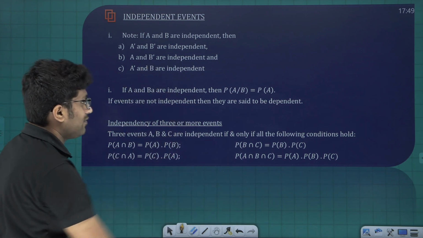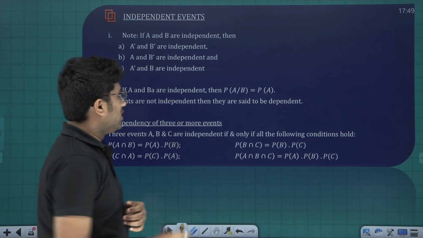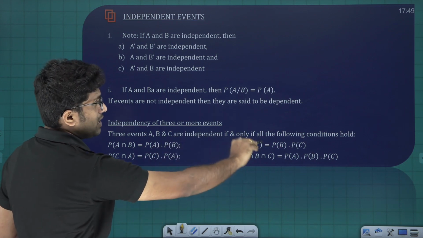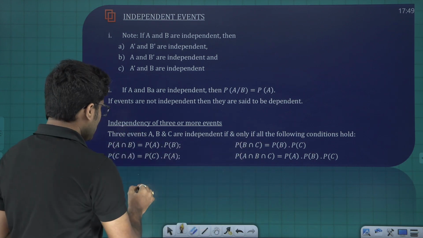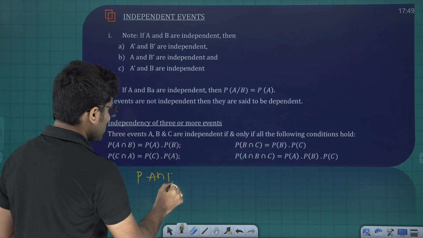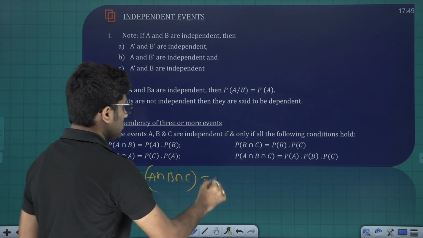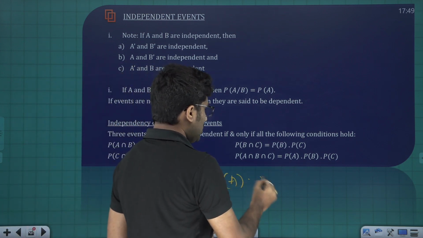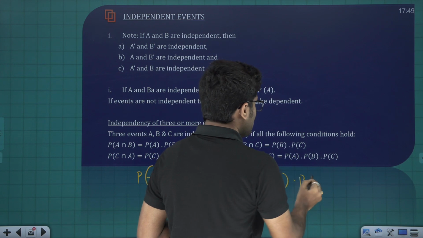In the same case, we have it for three events also. If A, B, C, three events, are independent, then we write P of A intersection B intersection C is equal to P of A into P of B into P of C.